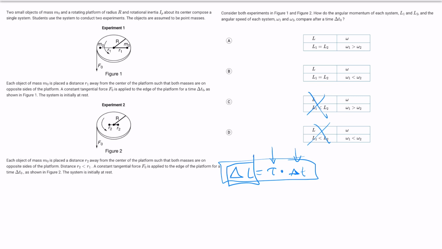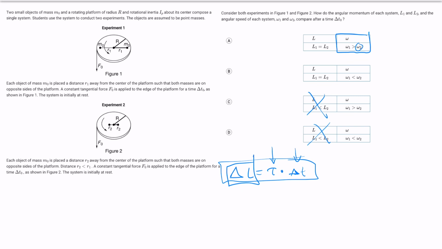So we're going to have either A or B. So let's decide what the difference between A and B is. A says that our final angular speed of experiment 1 will be greater than the final angular speed of experiment 2.